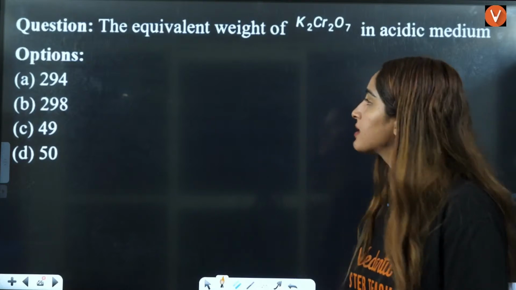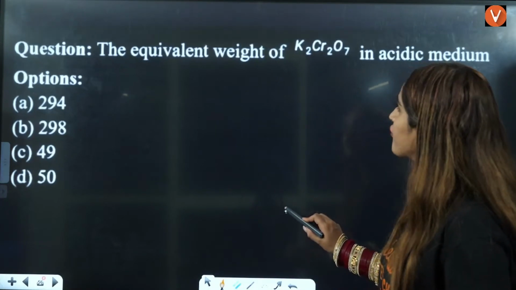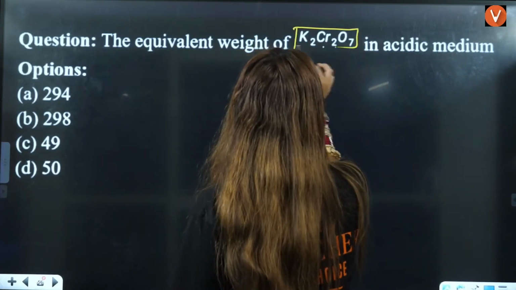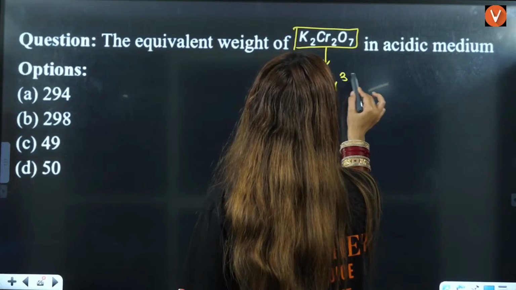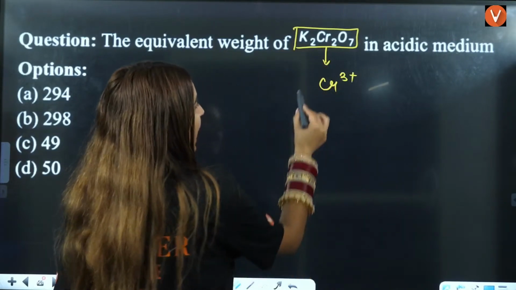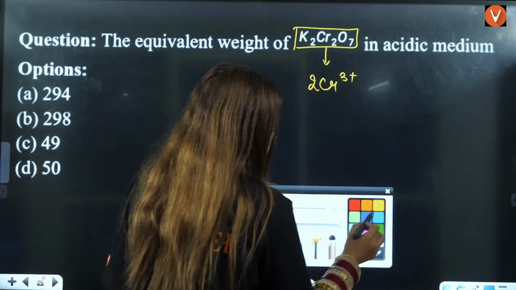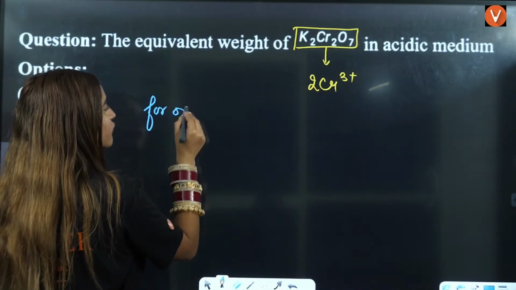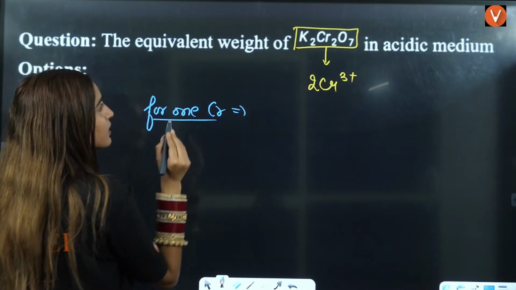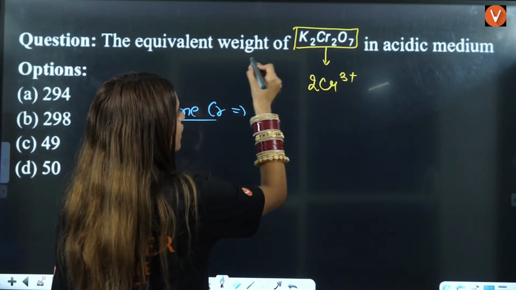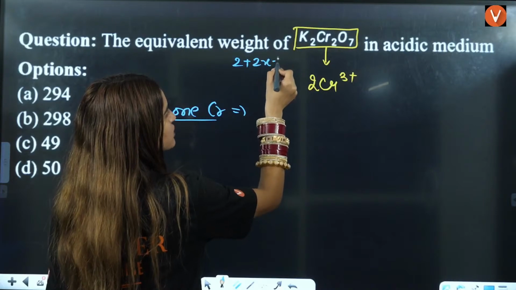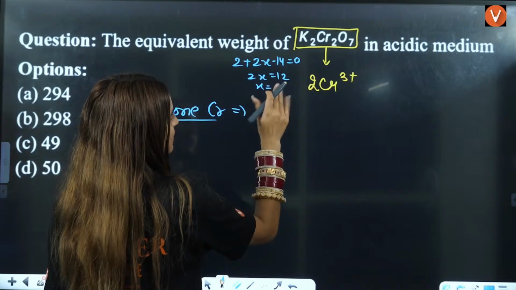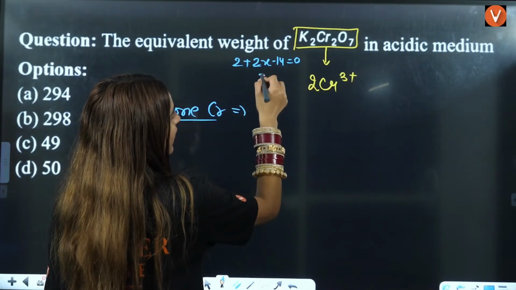Right? Equivalent weight of K2Cr2O7. This is converted to Cr3 positive in the acidic medium. And if you balance this equation, you will have 2 chromium. Here the oxidation number: 2 plus 2x minus 14 equals 0. 2x is equal to 12, so x is equal to 6. So you can just directly write here x is equal to 6.